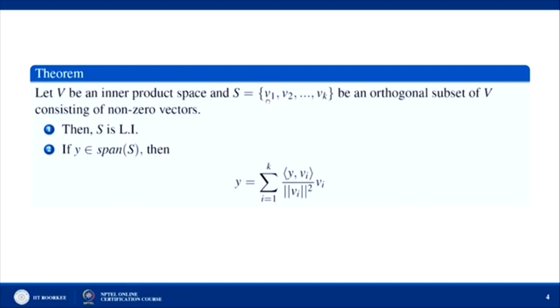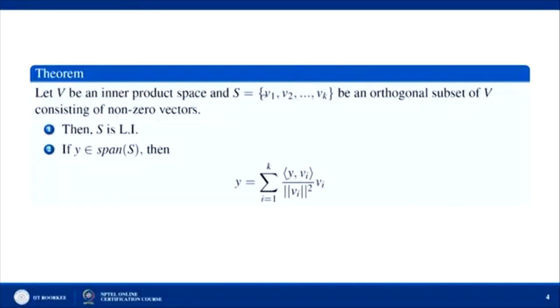So the first result is that this set is always linearly independent. That means a set of non-zero vectors which is orthogonal is always linearly independent. How can we show this? Very easy to show. We have the set V1, V2 up to Vk. It is given to us that this set is orthogonal. Orthogonal means the inner product of Vi with Vj is 0 for all i not equal to j. We also know that Vi is not equal to 0 for all i because it consists of non-zero vectors.